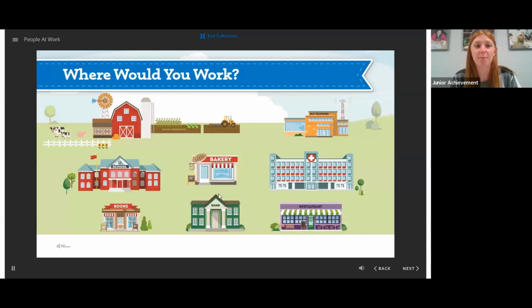Then we're going to talk about the different types of places we could work. So, we could work on a farm or in the country. We could work in a busy hospital. Maybe we work in a cubicle setting or at a school, right? There's so many different types of jobs at a school as well.